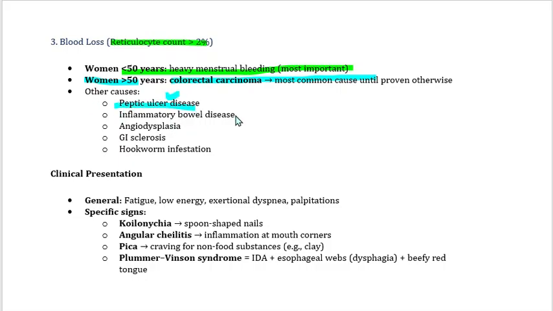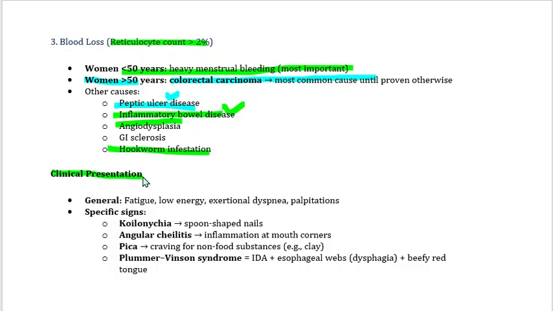For example, there will be slow, gradual loss of blood. Inflammatory bowel disease presents with bloody diarrhea and loss of blood. Angiodysplasia, there will be small abnormal vessels in the gastrointestinal tract that will leak blood and cause blood loss. Similarly, if there is hookworm infestation, it also sucks the blood, so there will be iron deficiency.